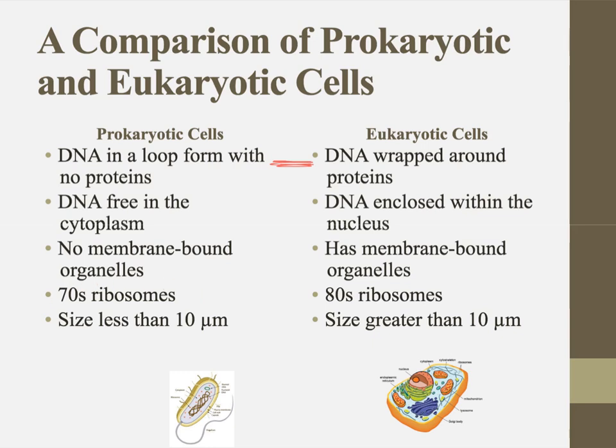Small 70S ribosomes versus big 80S ribosomes. Again, I'm going to keep saying this. Notice how these match up. When I take time to talk about one, you have to counter with the other. And these are small, okay? They are less than 10 micrometers. These are greater than 10 micrometers. So a lot smaller here.